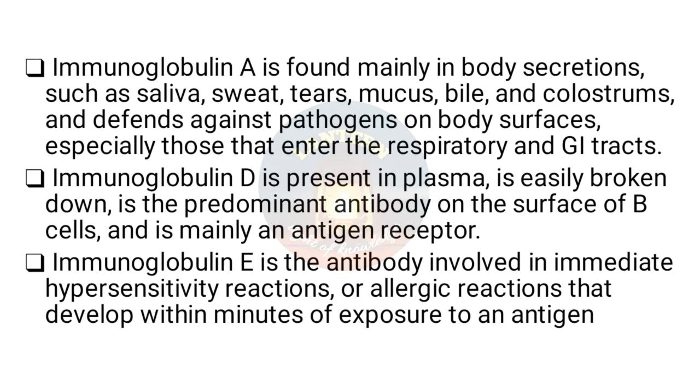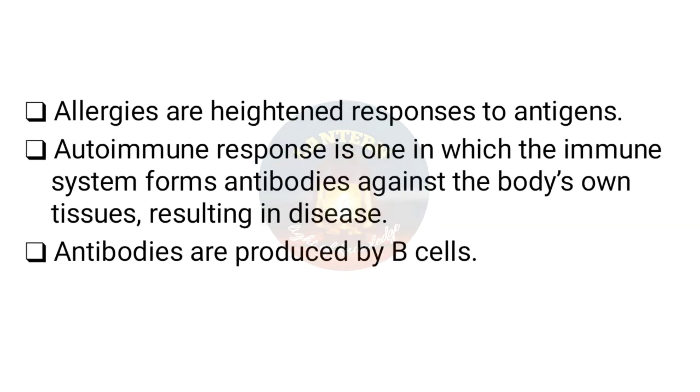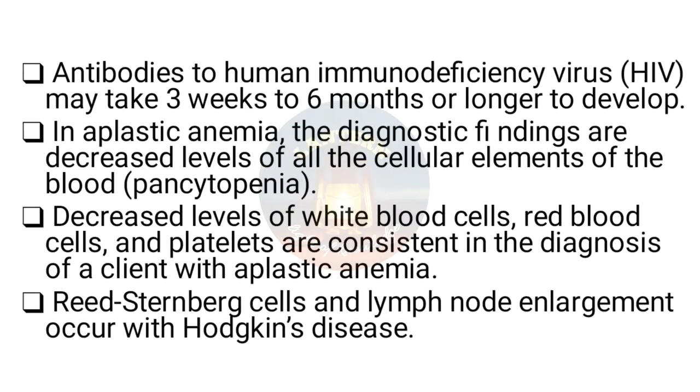Immunoglobulin D is present in plasma, is easily broken down, is the predominant antibody on the surface of B cells, and is mainly an antigen receptor. Immunoglobulin E is the antibody involved in immediate hypersensitivity reactions or allergic reactions that develop within minutes of exposure to antigen. Allergies are heightened responses to antigens. Autoimmune response is one in which the immune system forms an antibody against the body's own tissues, resulting in a disease. Antibodies are produced by B cells. Antibodies to human immunodeficiency virus, HIV, may take 3 weeks to 6 months or longer to develop.